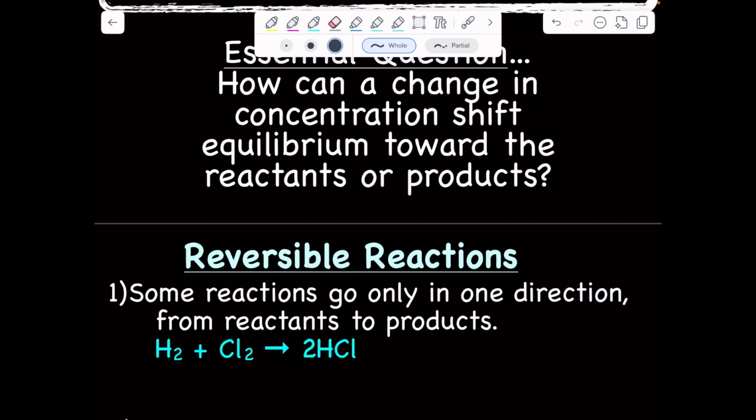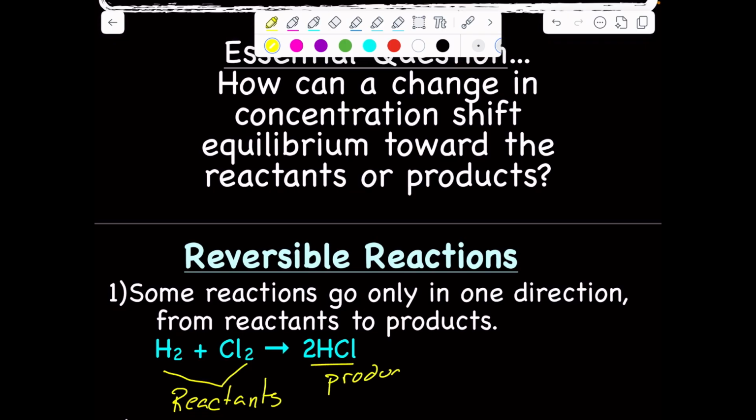We haven't talked about reversible reactions yet. So some reactions go only in one direction from the reactants to the products. These are the kind of reactions we've been dealing with thus far. So these, hopefully you remember, are the reactants. And this, in this case, is our product. This is a one-way reaction. It starts with the reactants, we end up with products. When the reactants are gone, the reaction is over.